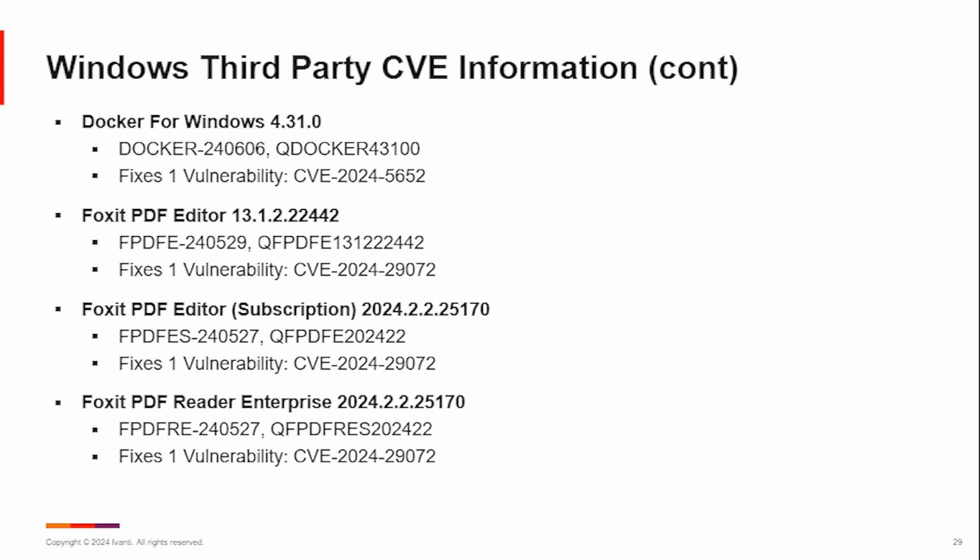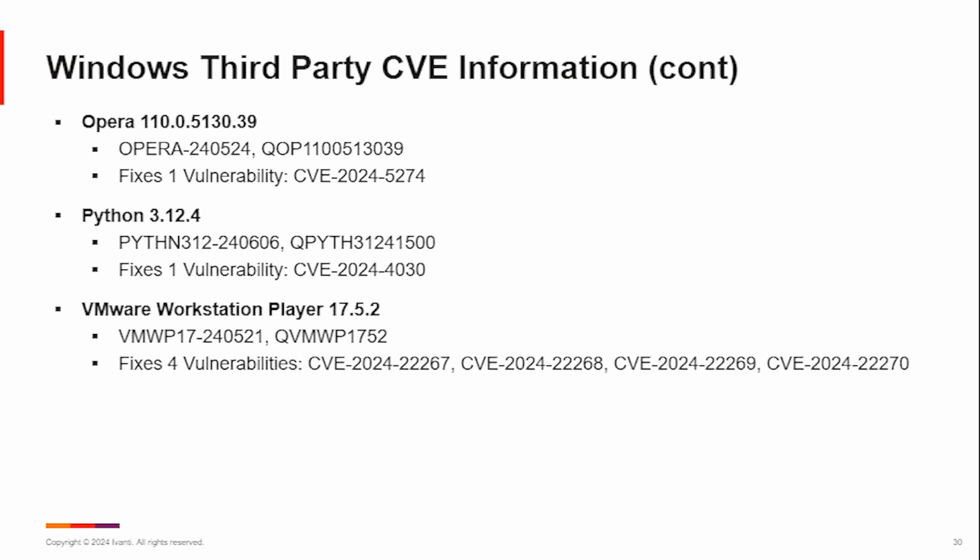We saw some additional updates with CVE information for Docker. The Foxit family of PDF managers, the editor, subscription version, and reader version, all had the same set of vulnerabilities addressed as well. And then, of course, we saw in the Opera Suite, the single vulnerability addressed there. There was an update for Python, for those of you who use that in your environment. And finally, 4 vulnerabilities in VM Workstation Player 17.5.2 this particular month.